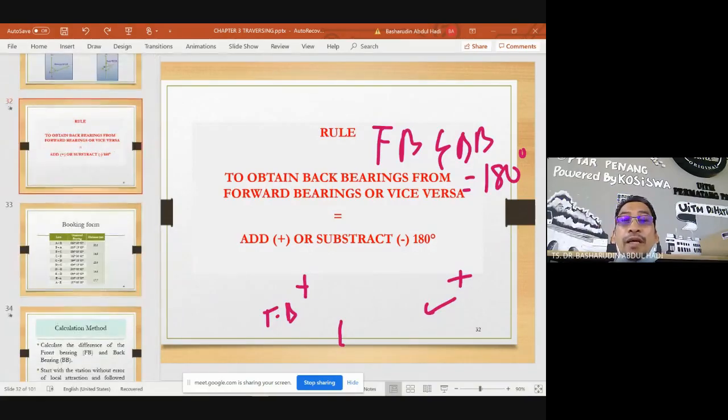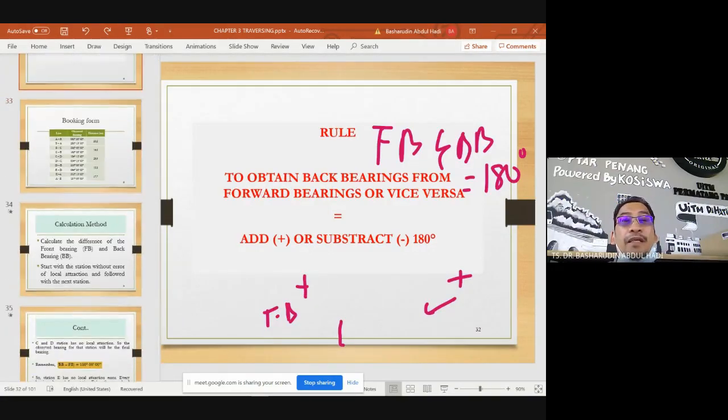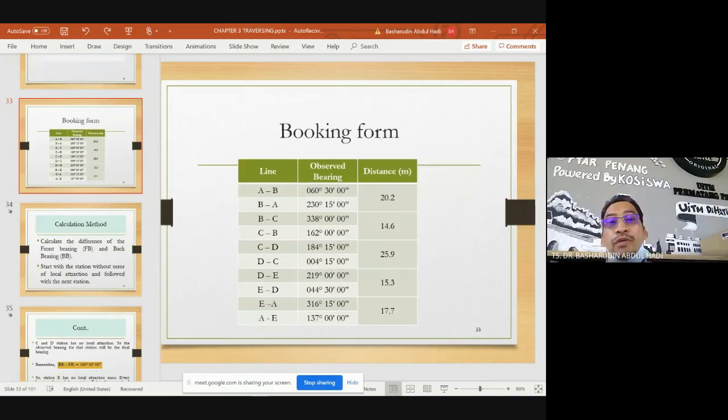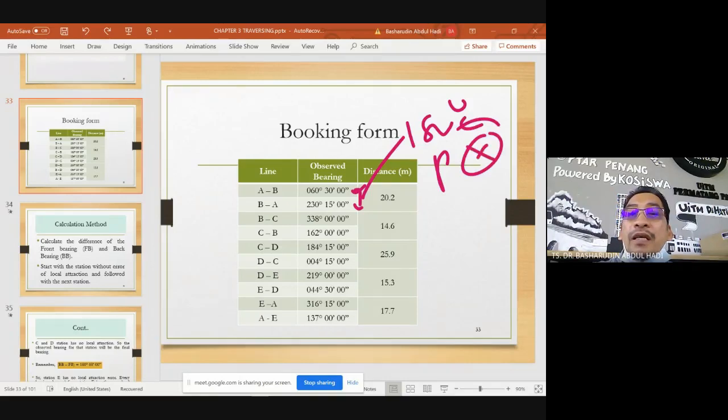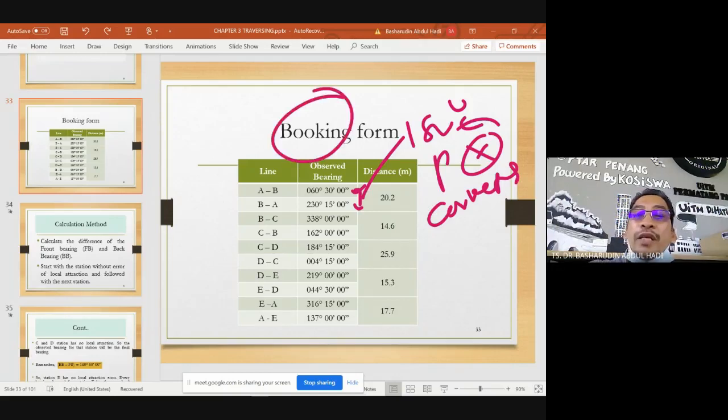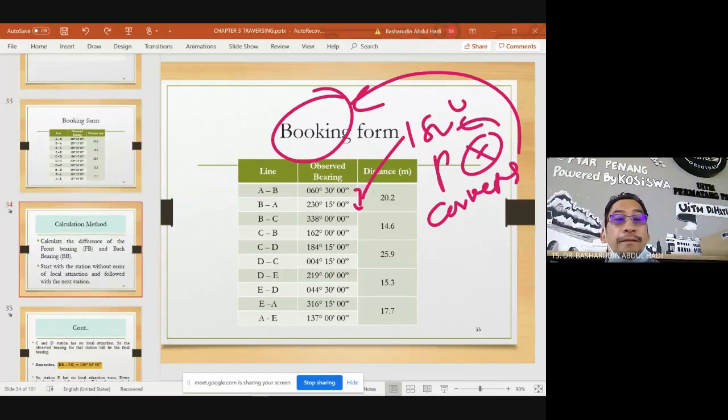Okay, so we have the calculation, and this is the booking form. In the booking form, you see station A to B, you have this angle. Station B to A, you have this angle. The difference between A to B and B to A should be 180 degrees. But sometimes in practice, you cannot get exactly that, so that's why we do the correction. When you want to do the correction, you must have the booking. Okay, the booking procedure.